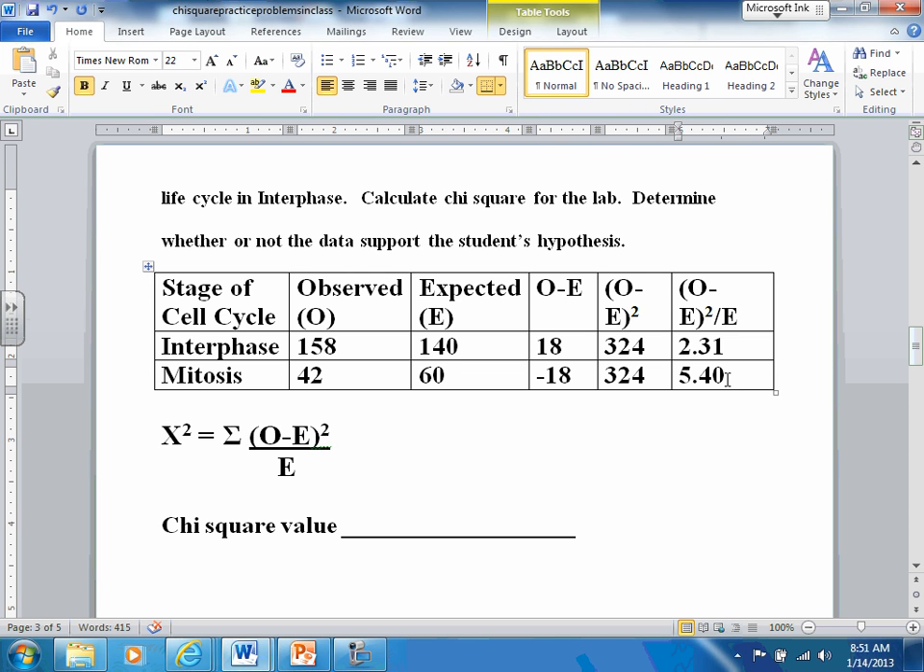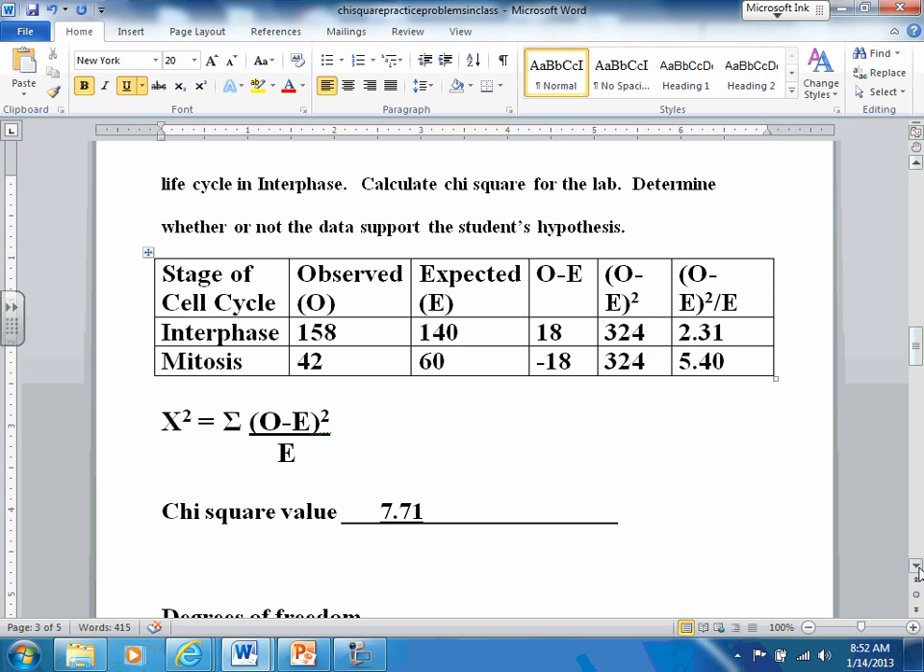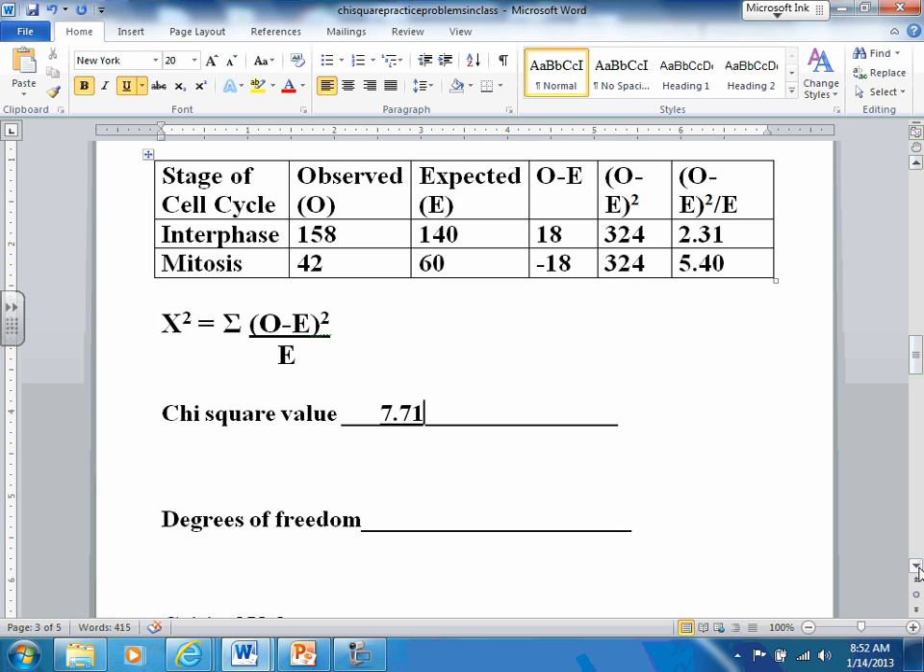So to find chi-square, what do we do? We add up that column. We sum that column. So that's going to be 7.71, right? Now let's scroll on. How many degrees of freedom here? We had 2 outcomes, interphase or mitosis. So we have 1 degree of freedom.